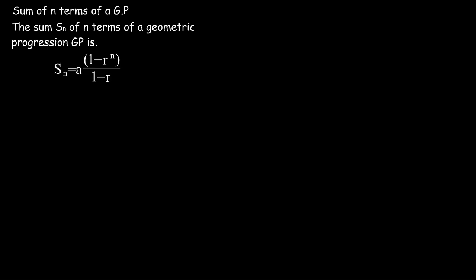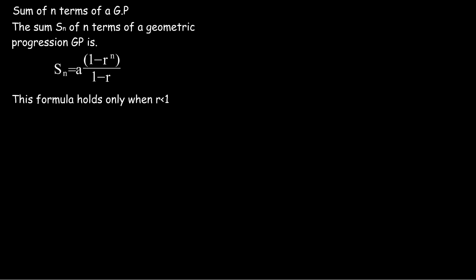Sum of n terms of a GP. Now the sum of n terms of a geometric progression, GP, is represented by Sn, which is equal to a in bracket 1 minus r raised to the power of n, divided by 1 minus r. Now this formula holds only when r is less than 1.